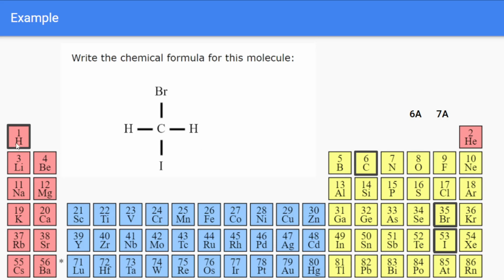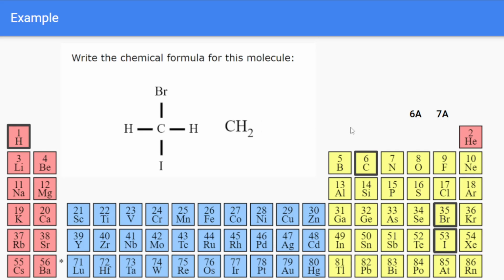We have hydrogen. We have elements in 6 and 7A. So we're going to ignore hydrogen for now. And we list elements as we see them from left to right. So carbon's the first one we see. So carbon's the first one we write. Hydrogen will be next because it has to be listed before 6 and 7A elements. So we have 2 hydrogens, 1, 2.